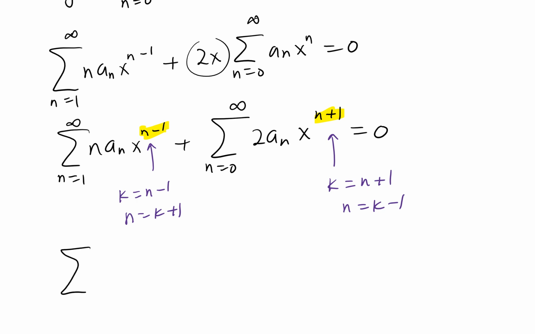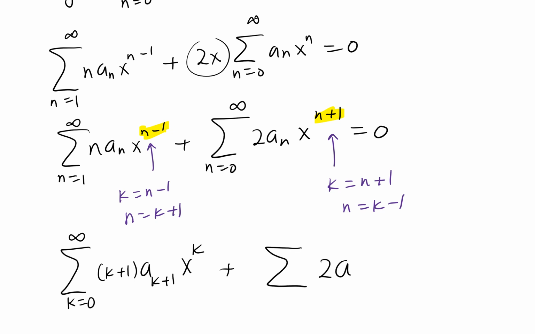So what happens here? Instead of n, I'm going to put k plus 1. A sub k plus 1, x to the k. So n minus 1 is k. So that's k equals 0. Then 2 a sub k minus 1, x to the k. N equals 0, so k starts at 1.